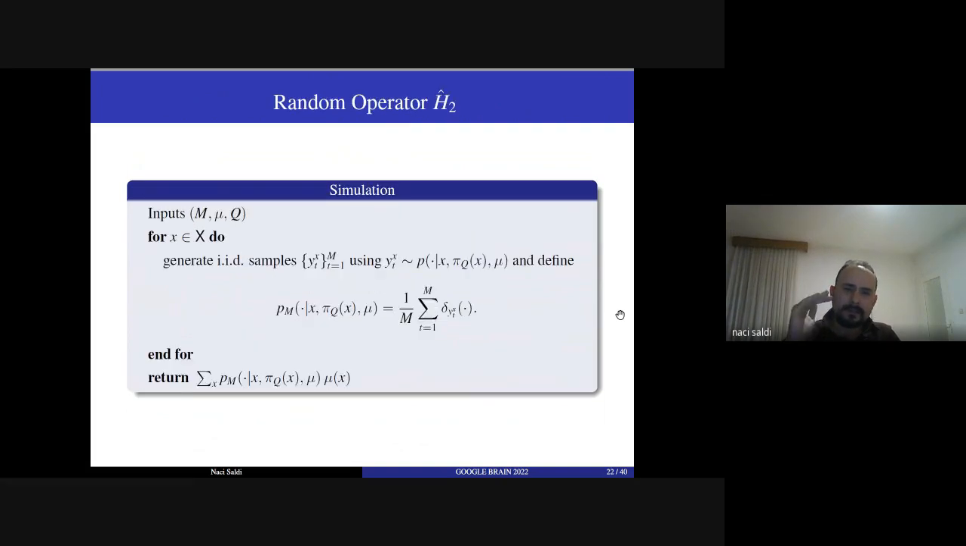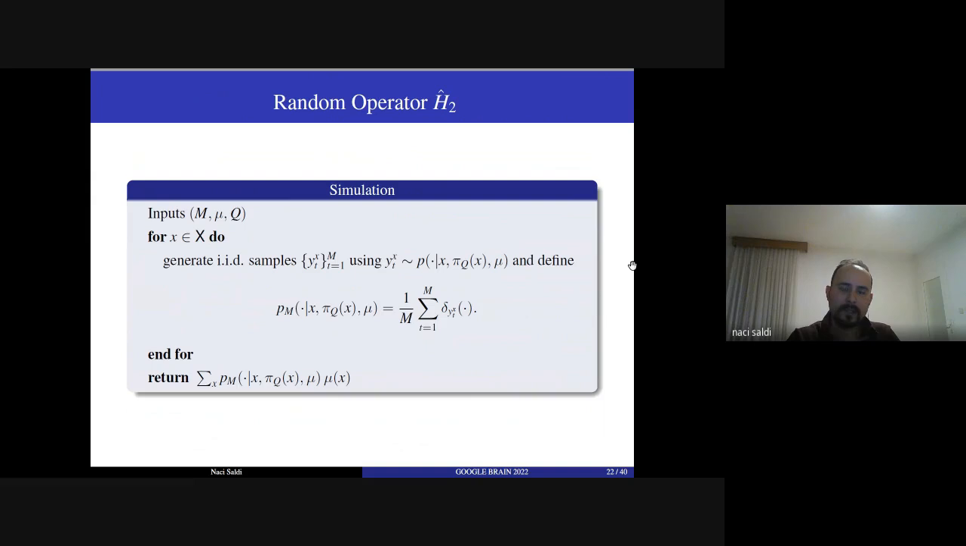And this is the random operator H2 hat that replaces H2 in our algorithm. So remember, H2 computes the new mean field term using our transition probability, given the current mean field term and the Q function. Therefore, we need the simulation or the estimation for our transition probability P at each state. And since we have finitely many states, we can obtain this empirical estimate for our transition probability at each state using a simulation.